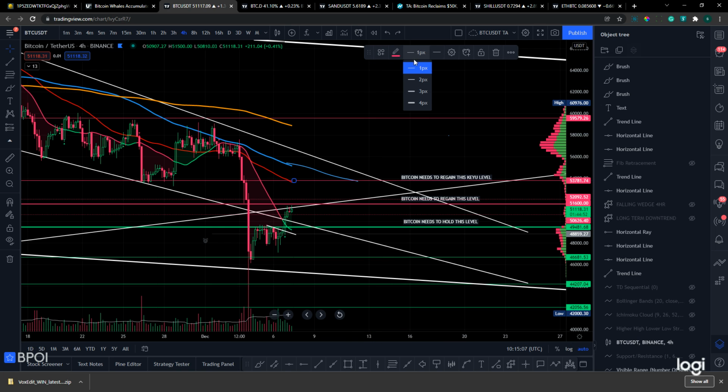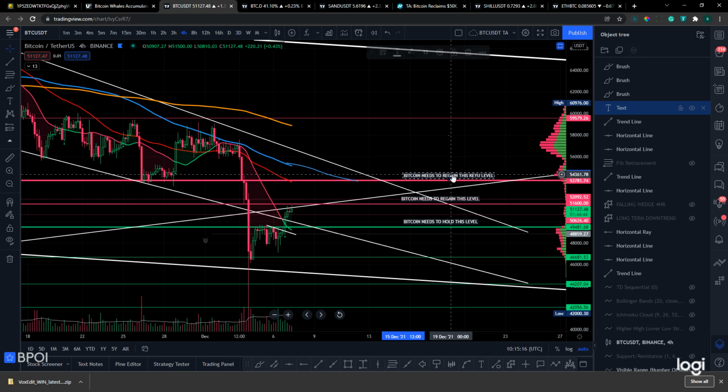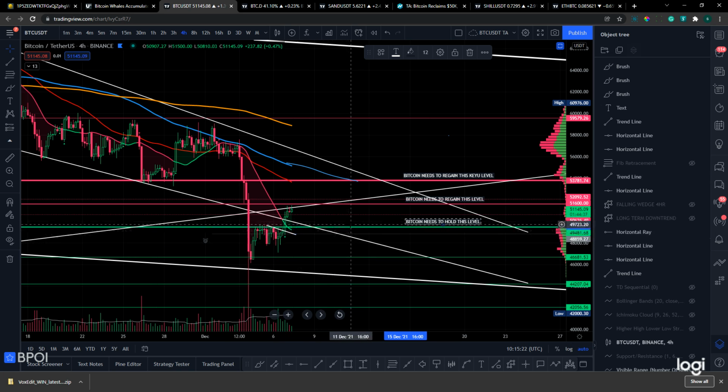Okay, I'm going to change that to a 4, outlining how important it is to get past this level. So thin lines, weaker support, thicker lines, stronger support. Okay, so let's just turn this down to a 2.